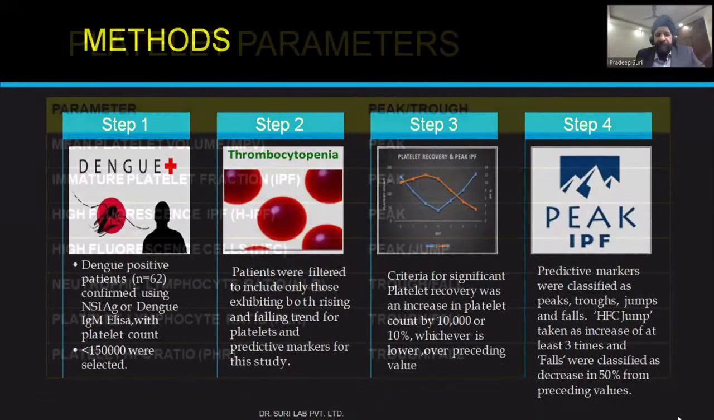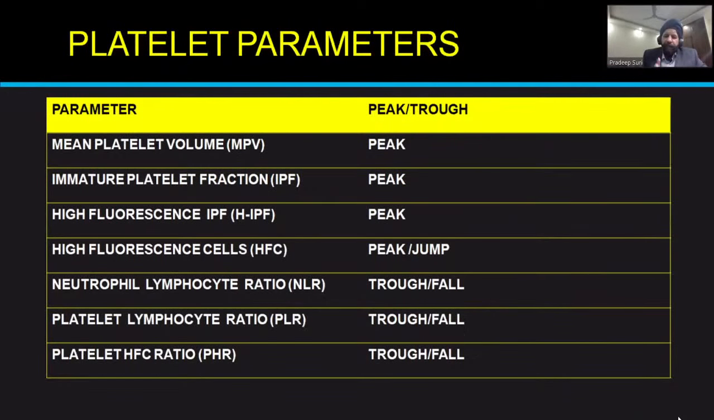These are the parameters that we measured: MPV, or the mean platelet volume, immature platelet fraction, or IPF, high fluorescence IPF or HIPF, the high fluorescent cells or the HFC, neutrophil lymphocyte ratio, platelet lymphocyte ratio, and platelet HFC ratio. For each of these parameters, we also measured their peaks and their troughs, as well as for HFC we measured both peak and jump, and for platelet HFC ratio we measured both the trough as well as the fall.